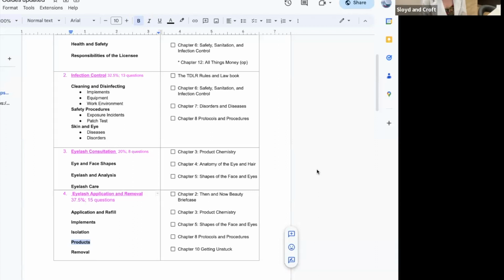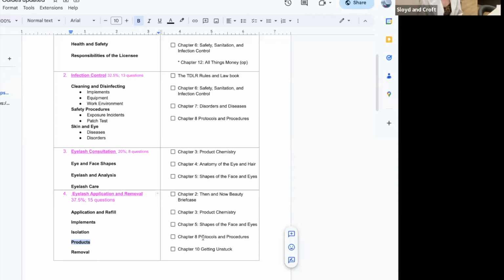The next area that we have is chapter 8. This is your protocols and procedures. This one, again, will help with that application and refill, as well as isolation and removals. So this tells you not only about classic eyelash extensions, but how they vary from volume and hybrid sets. Figuring out those differences may also be questions that you'll see on the test. True or false, a hybrid is a mix between classic and a volume set, things like that.